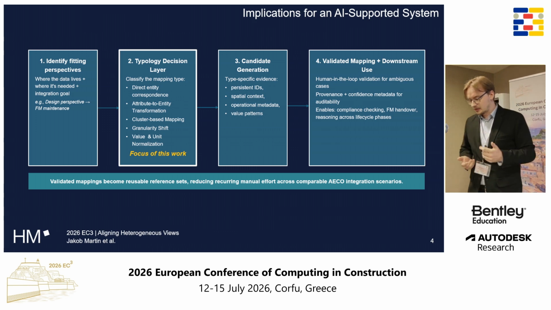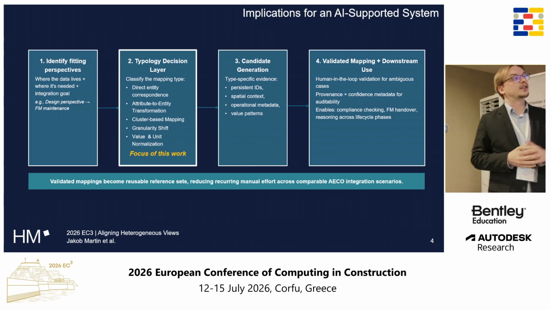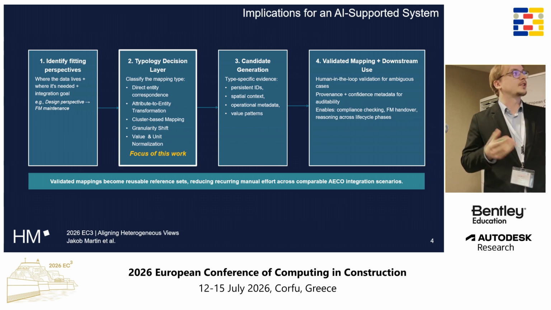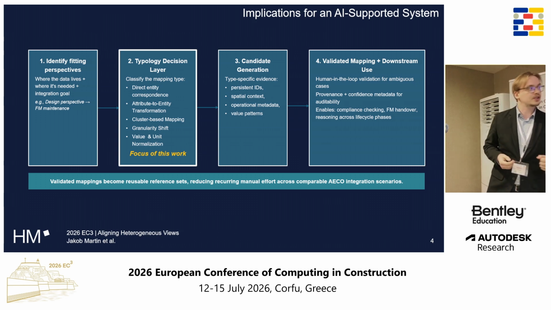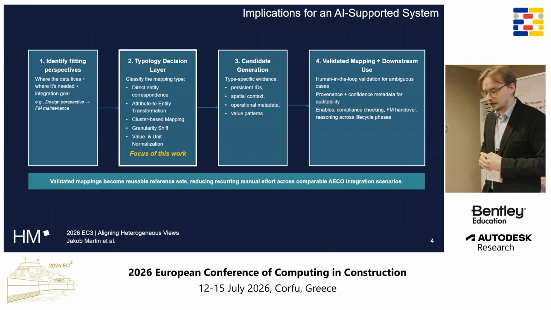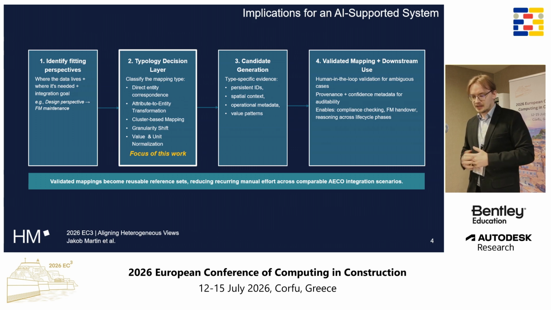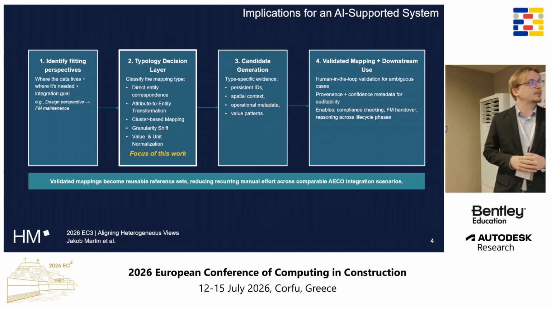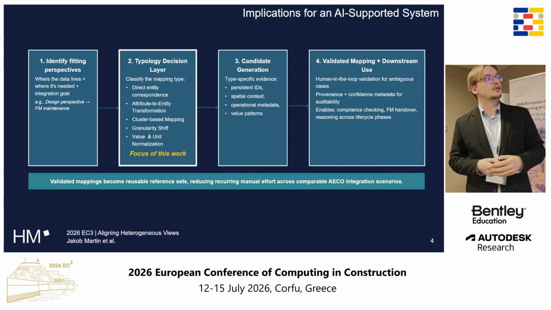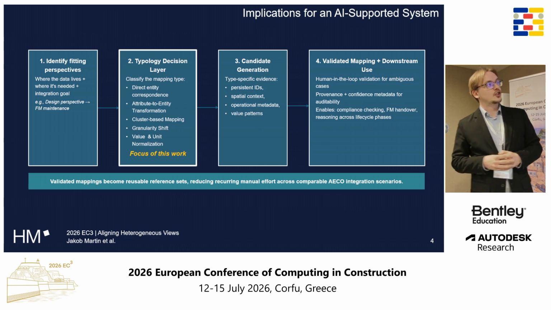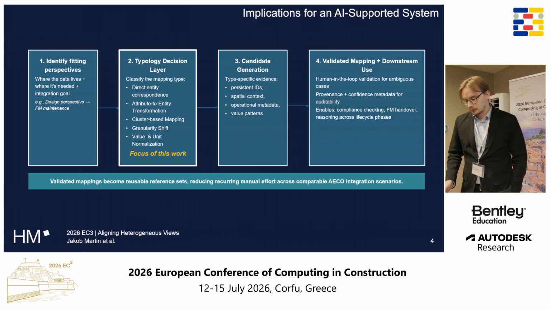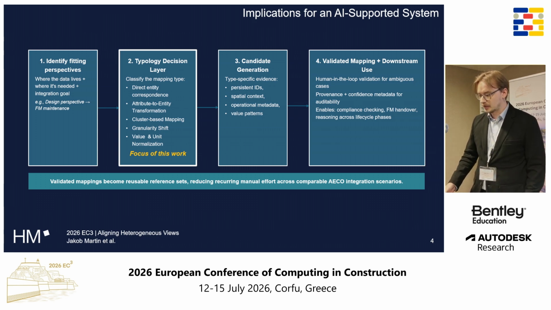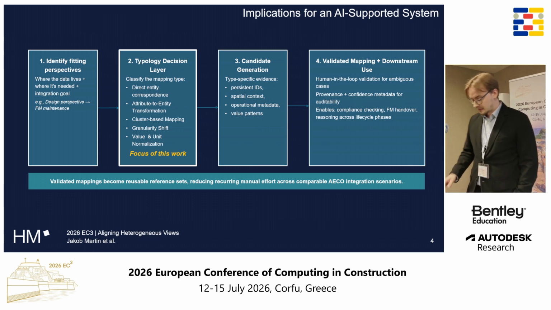The next step, obviously, would be the candidate generation. So we have type-specific evidence where, for example, persistent IDs, spatial context, operational metadata, and value patterns apply. And in the last step, when we have a validated mapping, we can use it for downstream use. So we have human-in-the-loop validation in ambiguous cases and provenance and different kinds of metadata for auditability.